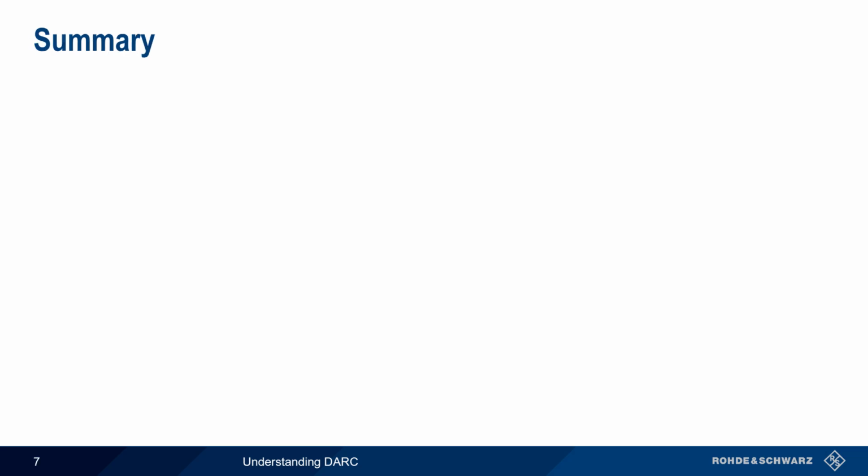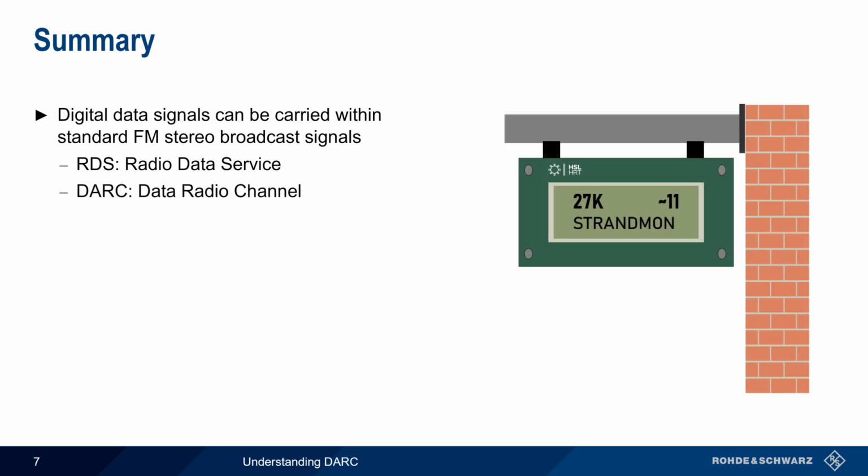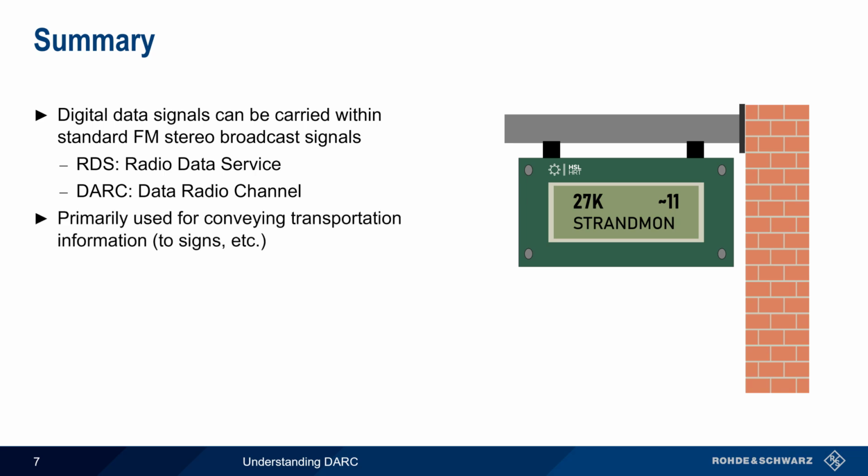Let's end with a brief summary. There are two ways in which digital data can be transmitted within standard FM stereo broadcast signals. The first of these is the well-known Radio Data Service, or RDS, which is very commonly used to display station and program information on radio receivers. The second is DARC, or the Data Radio Channel. Although DARC is a generic data transfer service, it's primarily used for sending transportation-related information to signs, etc.